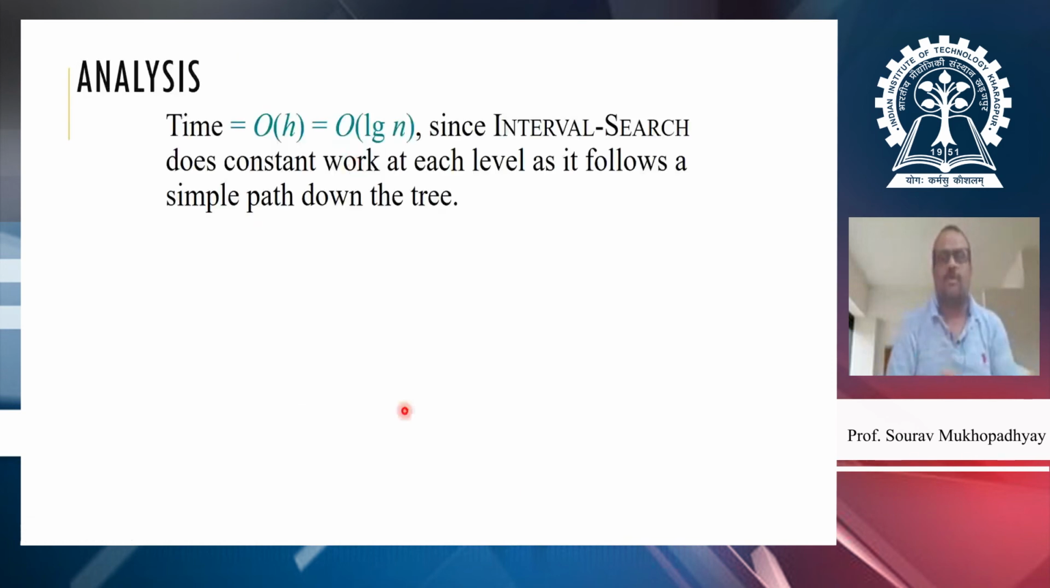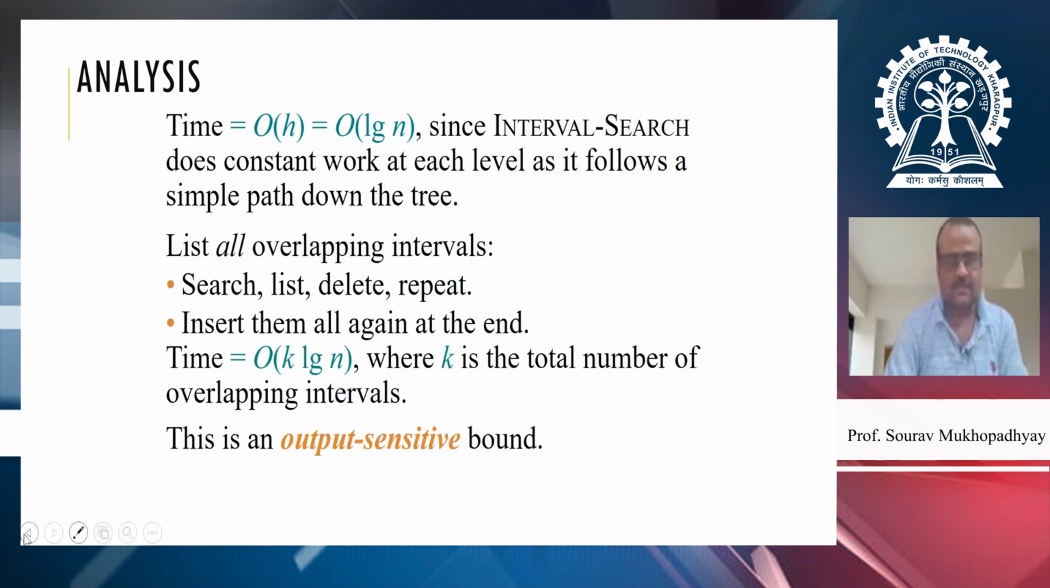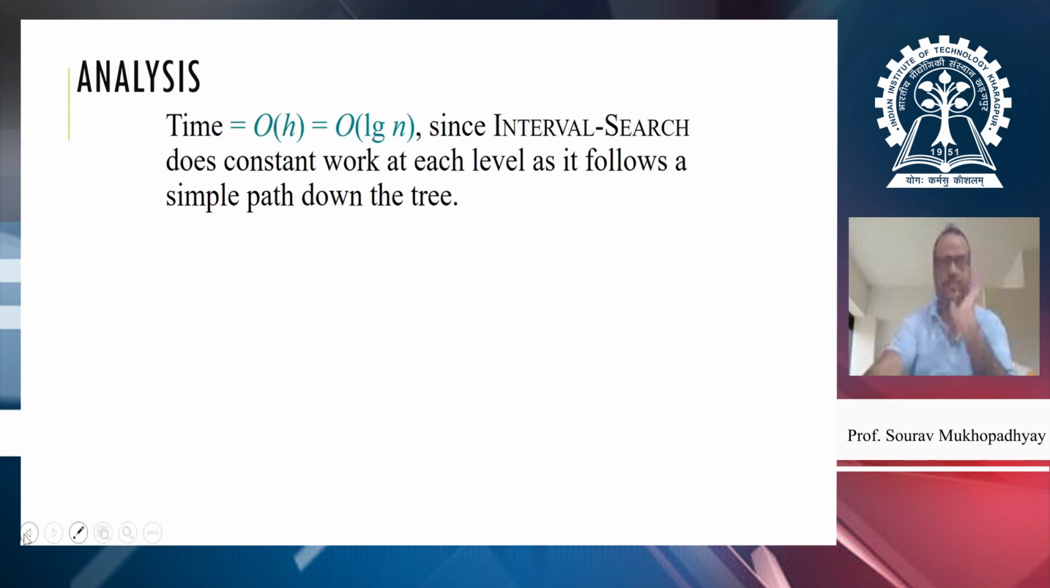Okay. Now suppose we want to return all the elements. In this code we have written only one interval which is overlapping with this interval. Now suppose there are k intervals which are overlapping with this given interval. So how to return all the k intervals? Any idea? We are looking for an overlapping interval with the given query interval I.